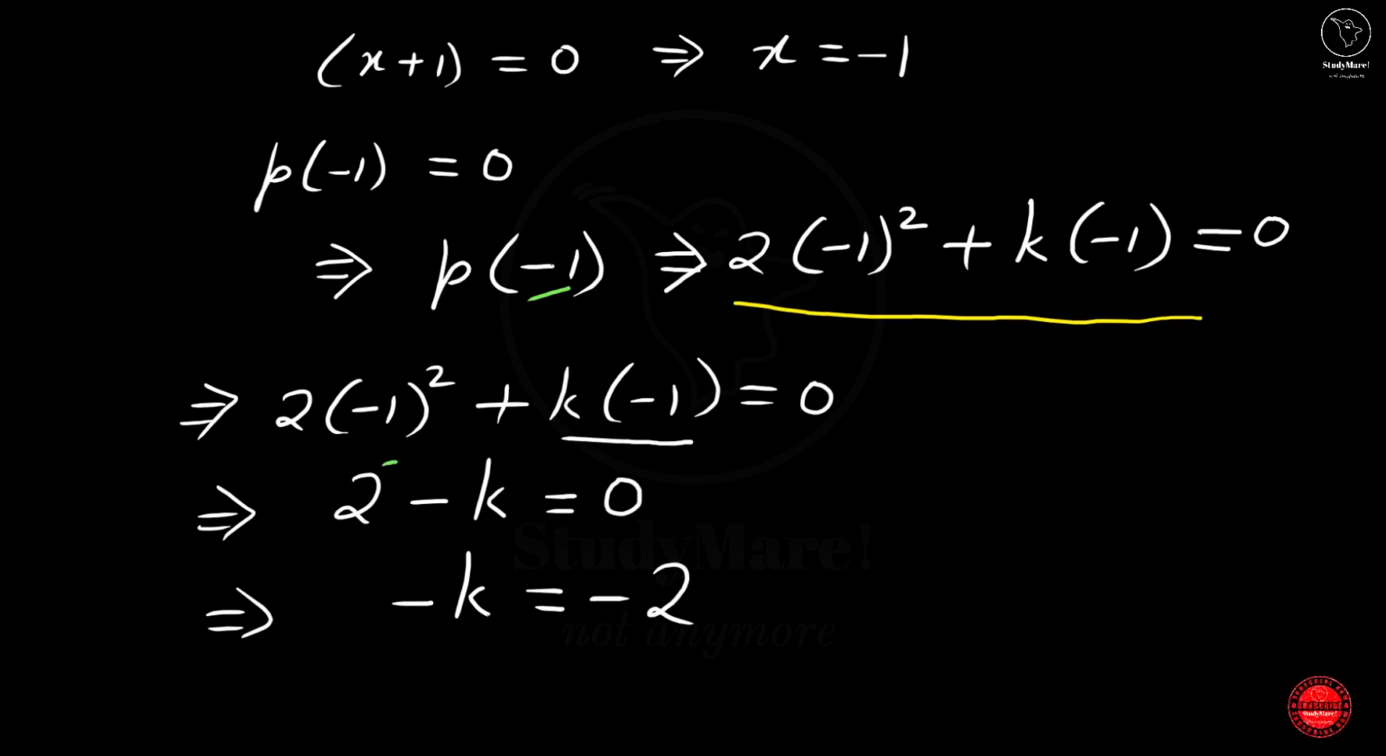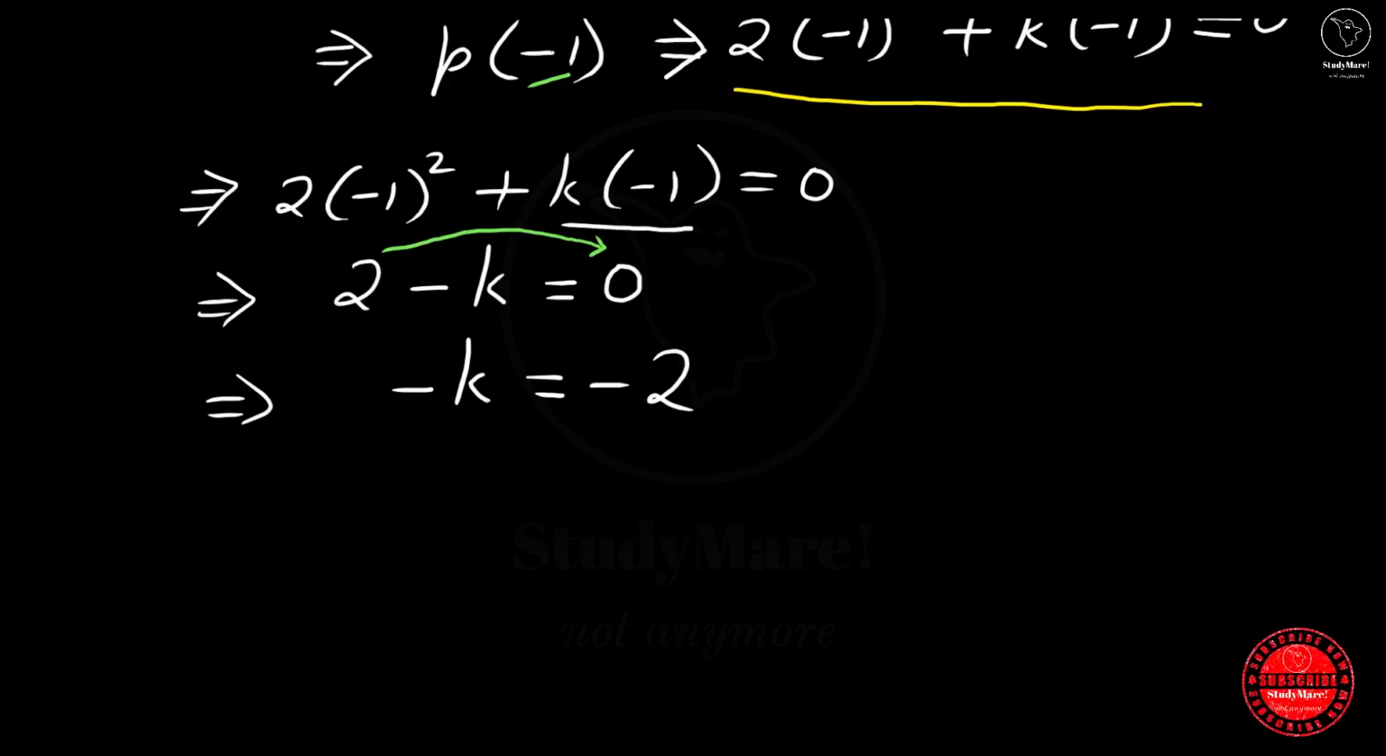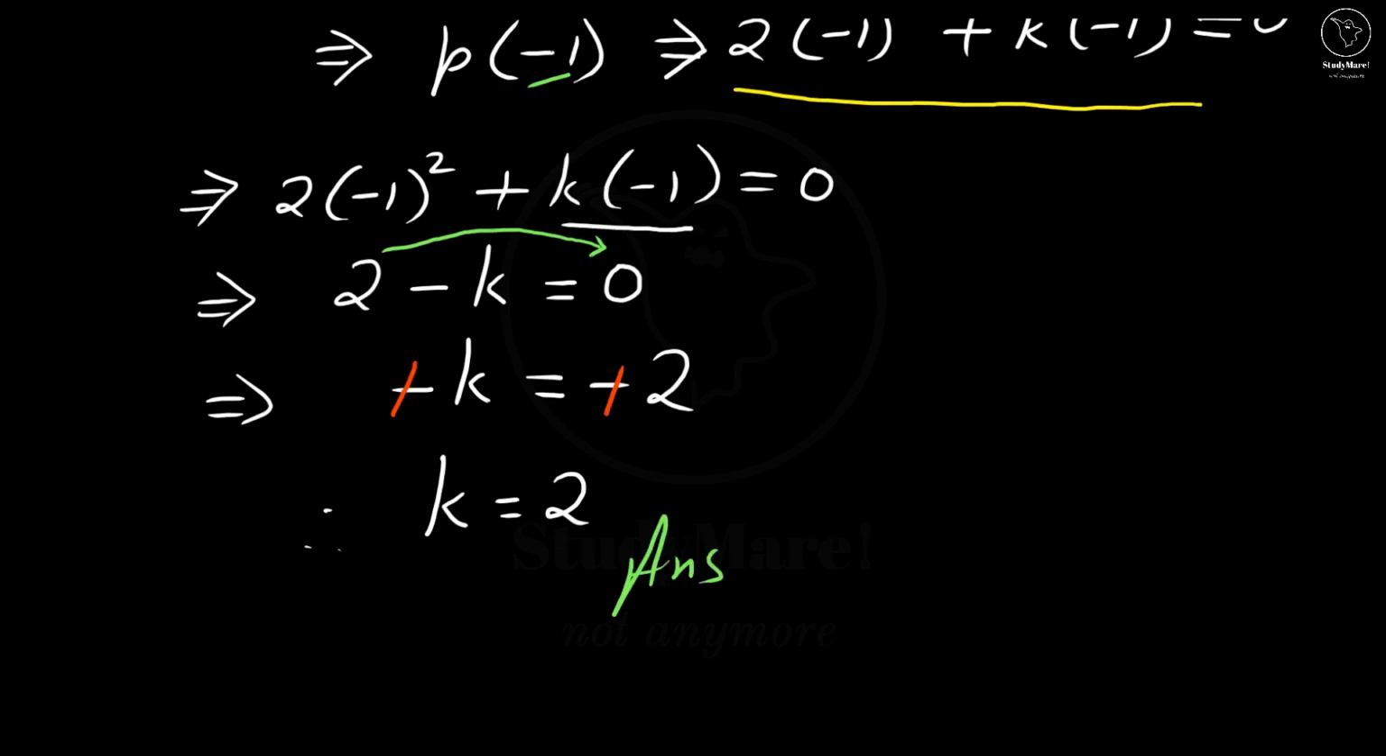We have taken this 2 from LHS to RHS, thus its sign has changed. And now this minus sign cancels out this minus sign. So we get k is equal to 2, which is our answer. See, it was easy. You just don't have to get scared.